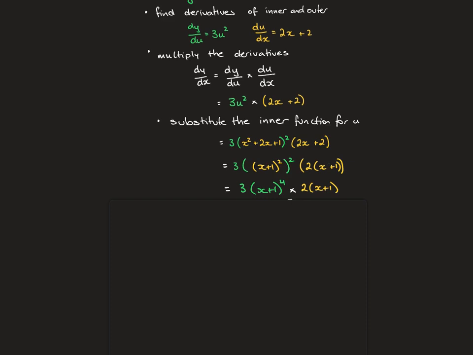Then what I can do is multiply my whole numbers together. So 3 times 2 gives me 6, and I have (x + 1) to the power of 5.